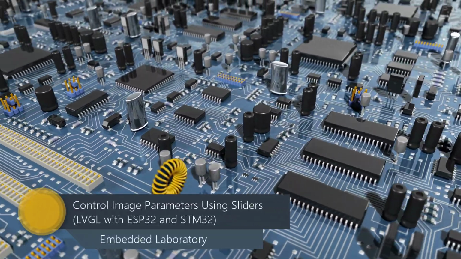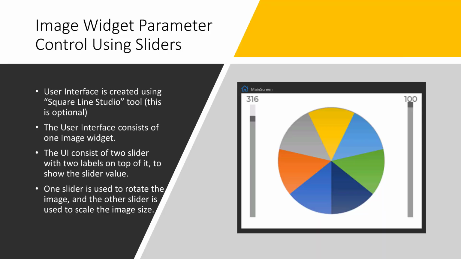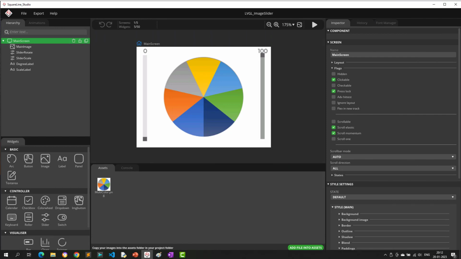In today's video, I will demonstrate a simple application where I am controlling the image widget properties using sliders. The graphics library used is LVGL, and the user interface is designed in Square Line Studio, although it is not really mandatory to use the Square Line Studio because the user interface is straightforward in nature. This is the Square Line Studio project window, as shown on your screen.